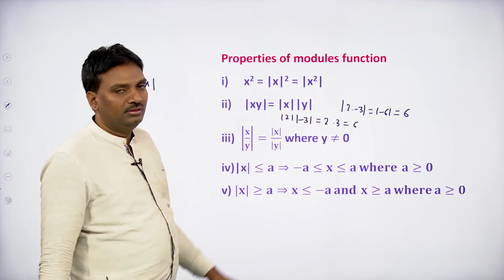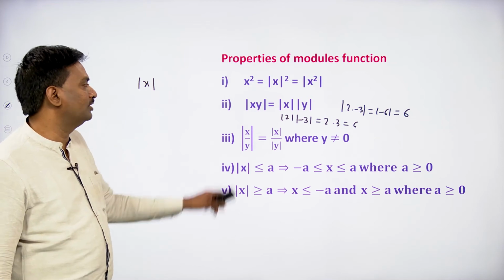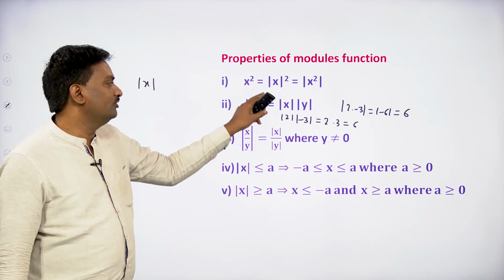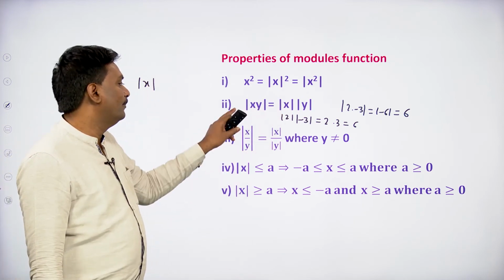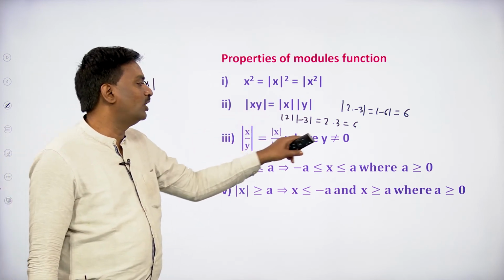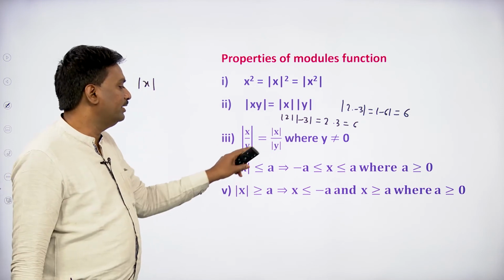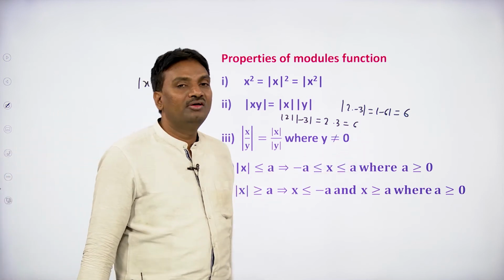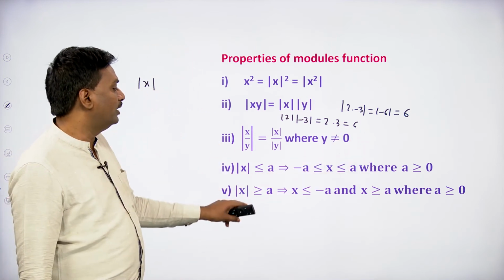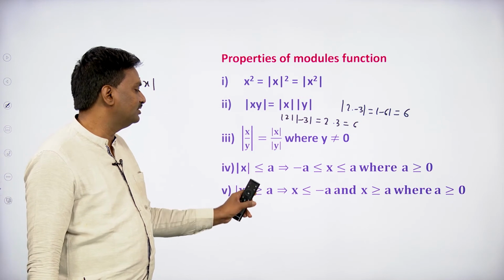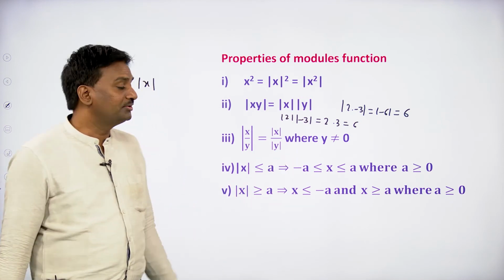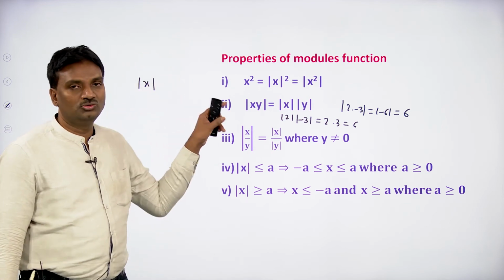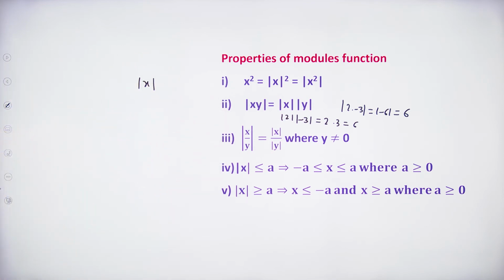So now, having discussed the properties of modulus function: x square equal to mod x whole square equal to mod x square, modulus of xy equal to mod x into mod y, modulus of x by y equal to mod x by mod y where y not equal to 0, mod x less than or equal to a means minus a less than or equal to x less than or equal to a where a greater than or equal to 0, mod x greater than or equal to a implies x less than or equal to minus a or x greater than or equal to a, where also a greater than or equal to 0. So take a screenshot of this slide, properties of modulus function.